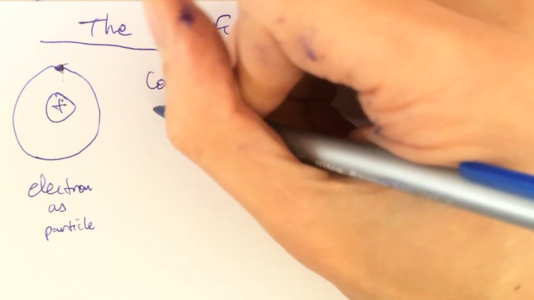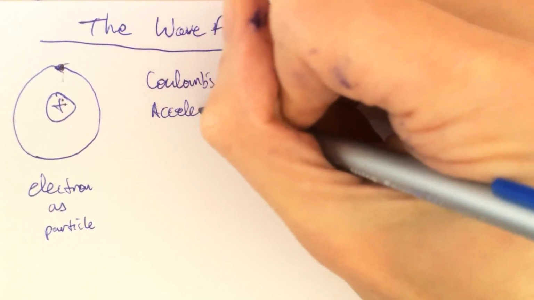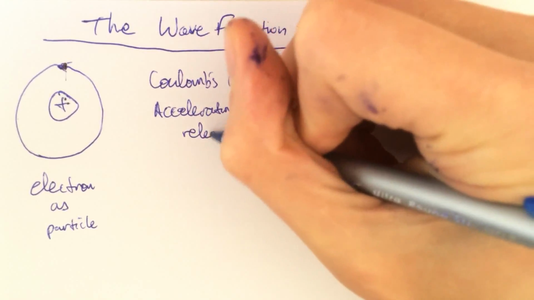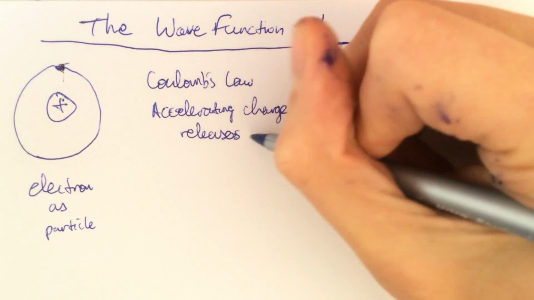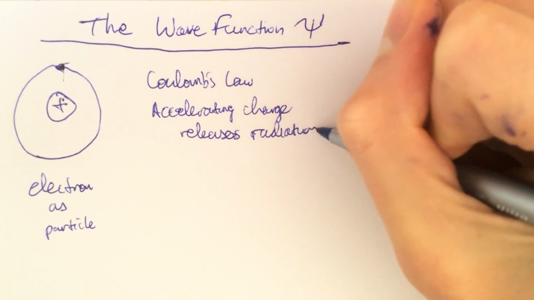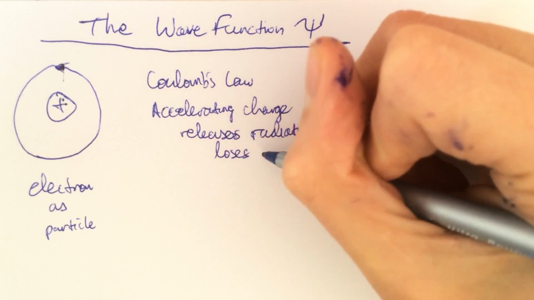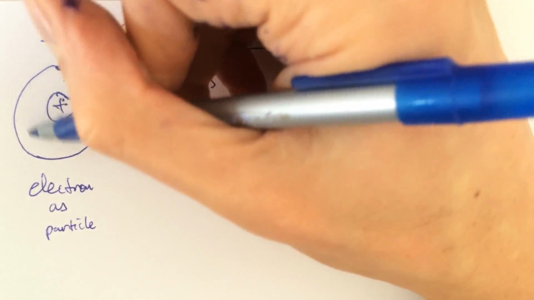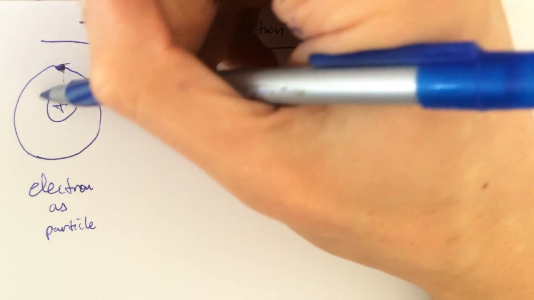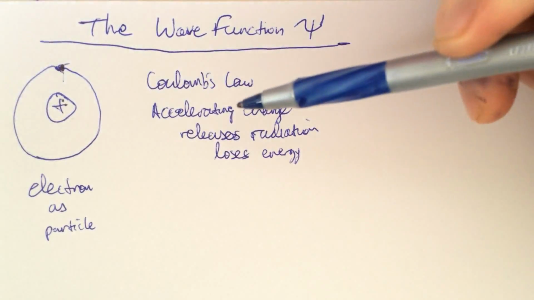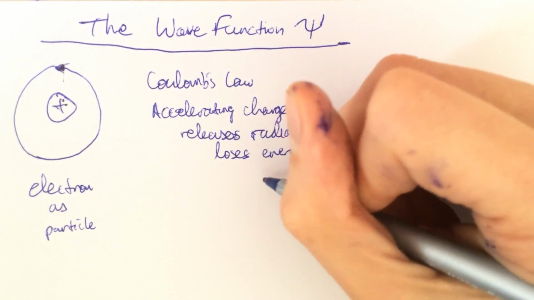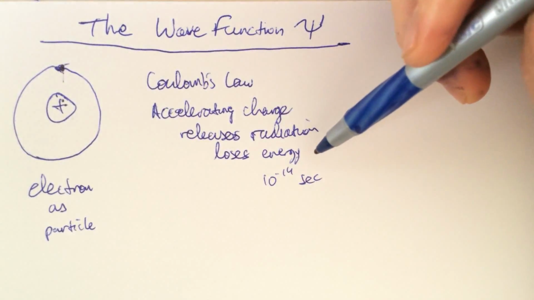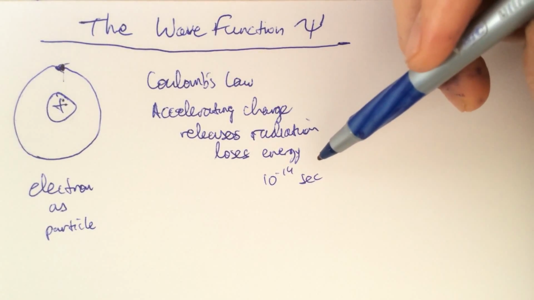The second thing is that you have an accelerating charge going around in the orbit. The accelerating charge releases radiation. And of course, when you release radiation, you lose energy. So the charge loses energy, and if it loses energy, it should get smaller and smaller in orbit and then eventually crash into the center. This actually should all happen in 10 to the minus 14 seconds. And it makes no sense, really.